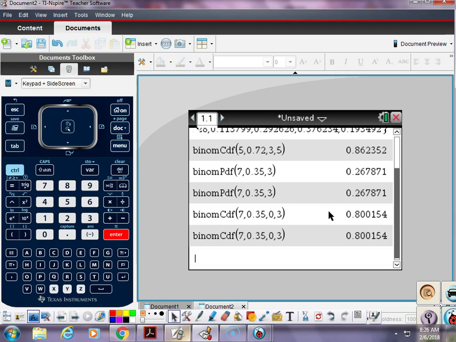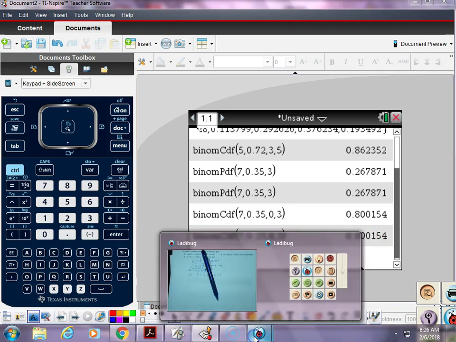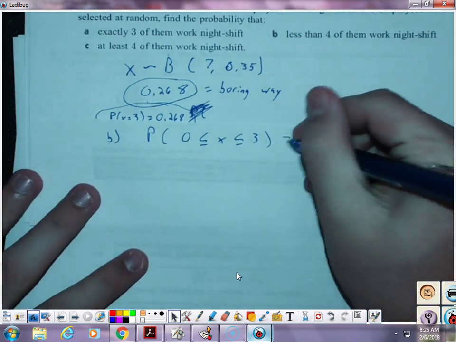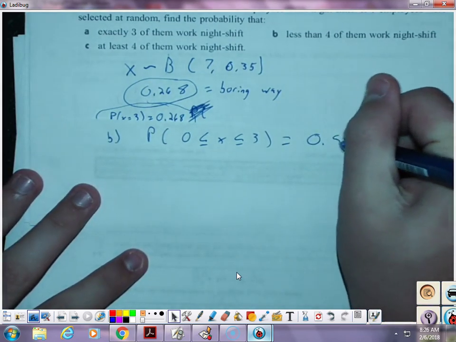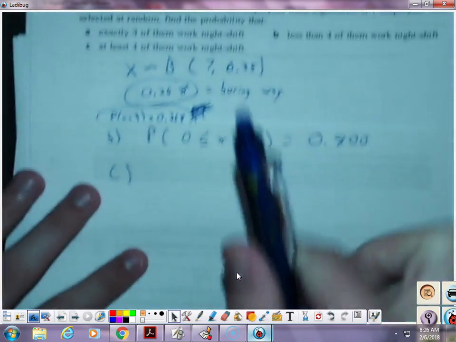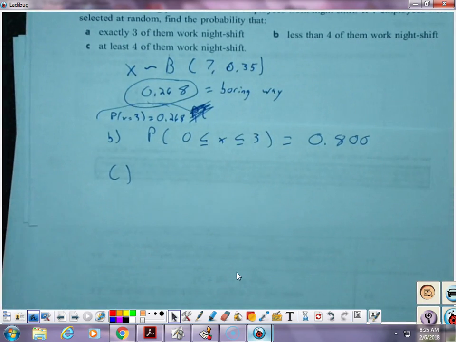Okay. Anyway, C. It's 0.80. Click on Ladybug. You did click on it. Go ahead and put that equals 0.800. Okay. One more. This one's gonna be quick. At least 4 of them work night shift. So your lower bound is gonna be 4 to 7.